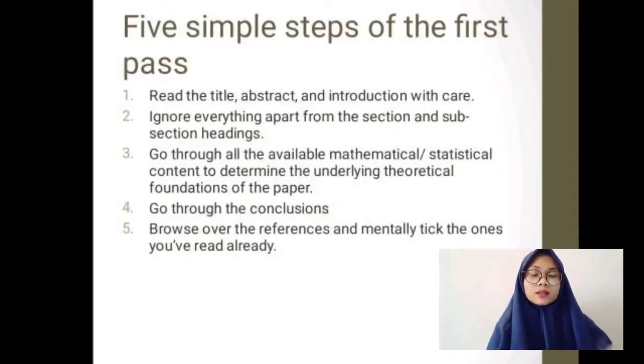So next, we'll look at 5 simple steps of the first pass. The first one is read the title, abstract and introduction with care. The second one is ignore everything apart from the section and subsection headings. The third one is go through all the available mathematical or statistical content to determine the underlying theoretical foundation of the paper. The fourth one is go through the conclusion. And the last step is browse over the references and mentally tick the ones you've read already.